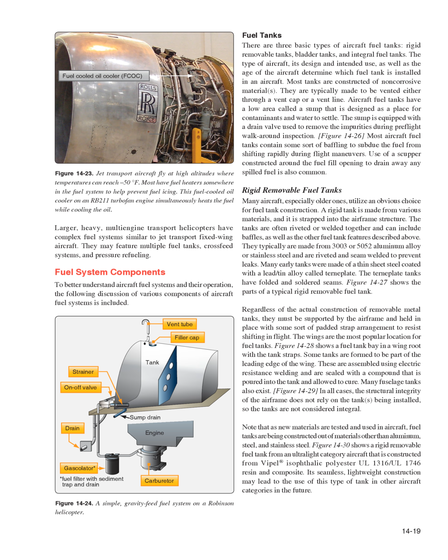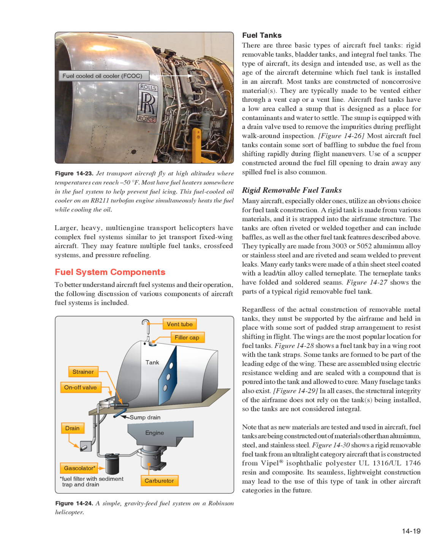Figure 14-26. Most aircraft fuel tanks contain some sort of baffling to subdue the fuel from shifting rapidly during flight maneuvers. Use of a scupper constructed around the fuel fill opening to drain away any spilled fuel is also common. Rigid removable fuel tanks. Many aircraft, especially older ones, utilize an obvious choice for fuel tank construction. A rigid tank is made from various materials, and it is strapped into the airframe structure.